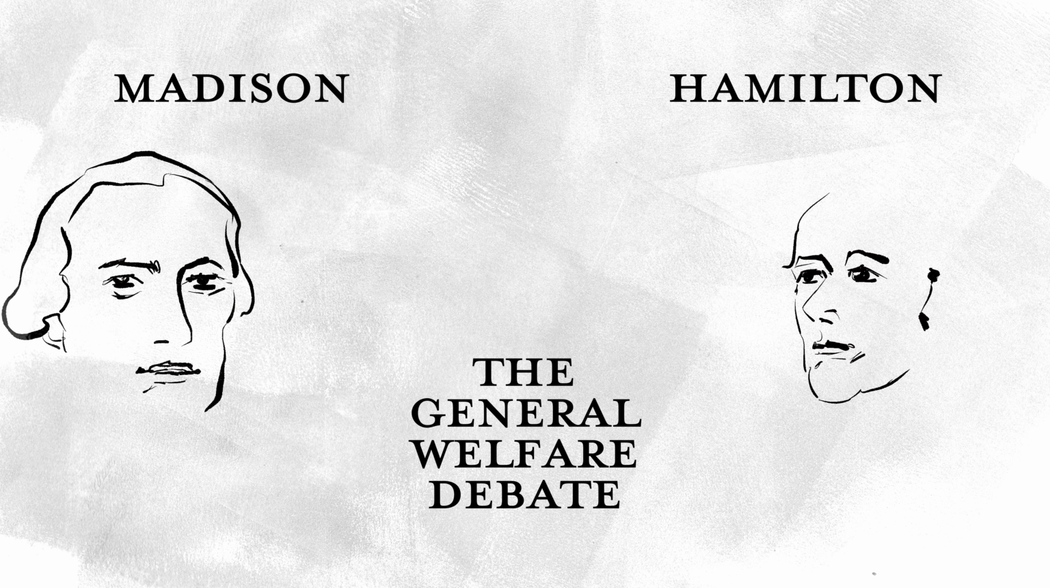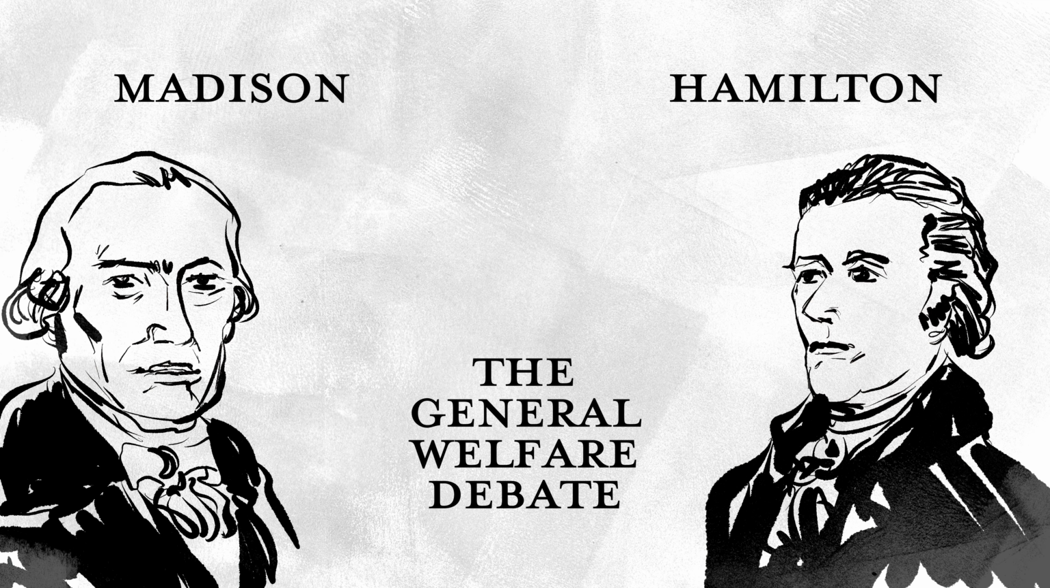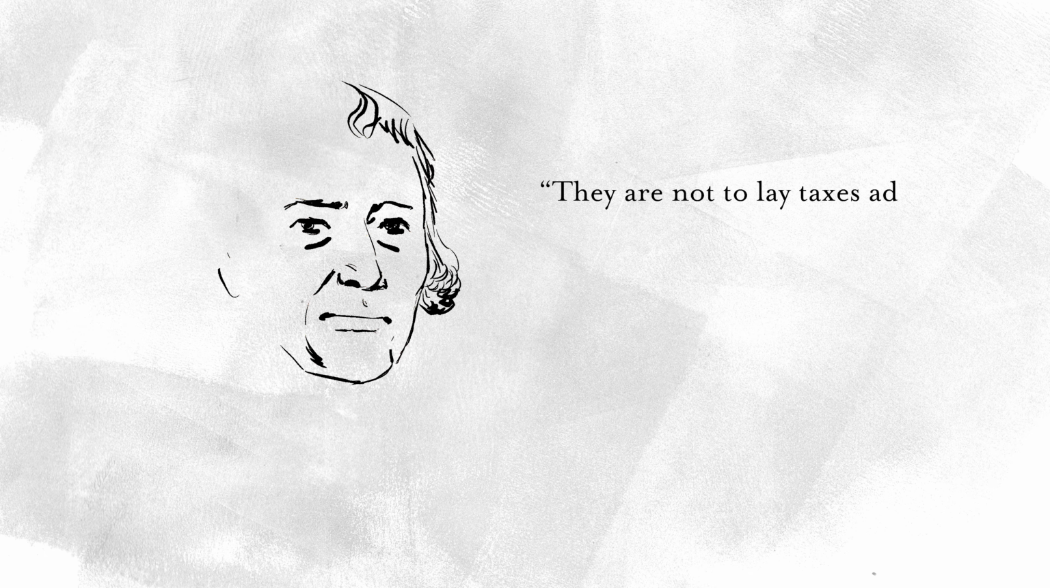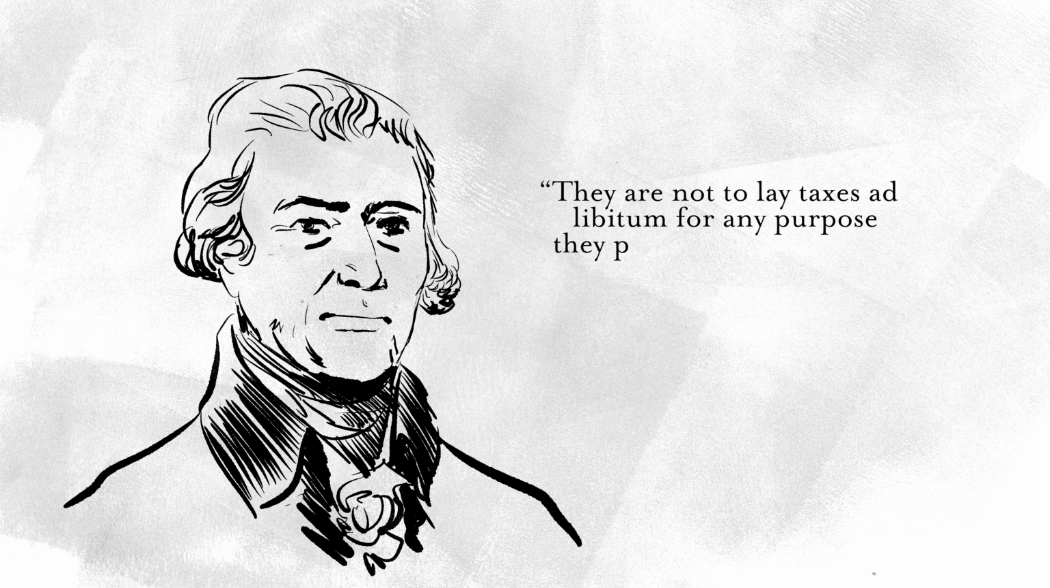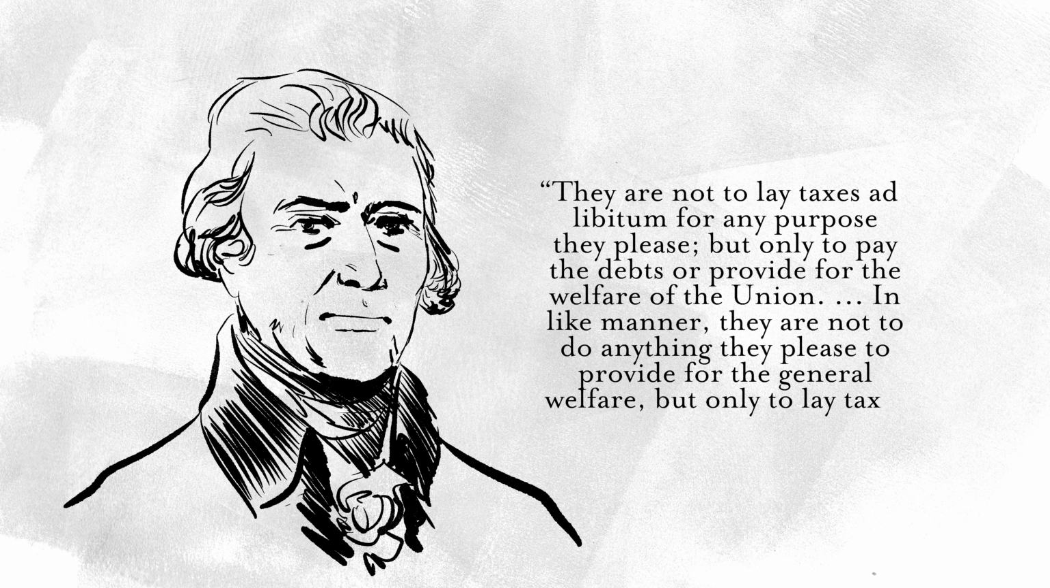At this point, you may be wondering what exactly is meant by the term general welfare anyway. And if so, you're in good company. Alexander Hamilton and James Madison debated this very question in The Federalist. Madison took the narrow view that the general welfare merely referred to the powers otherwise enumerated to Congress in the Constitution, whereas Hamilton believed it meant something a little broader. Thomas Jefferson appeared to side with Madison, writing that Congress, quote, are not to lay taxes ad libitum for any purpose that they please, but only to pay the debts and provide for the welfare of the Union. In like manner, they are not to do anything they please to provide for the general welfare, but only to lay taxes for that purpose.